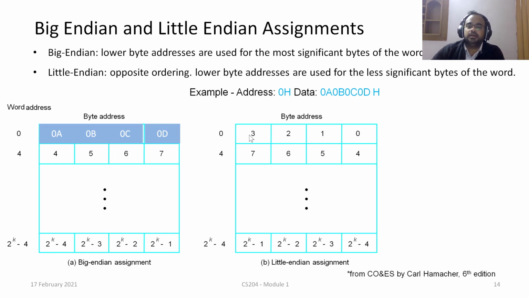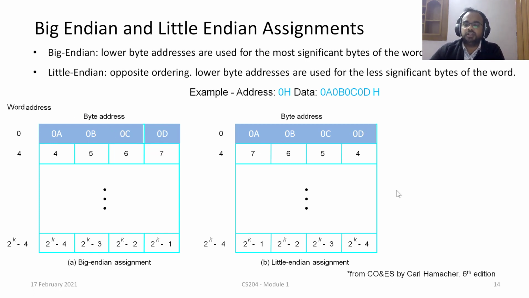On the other hand, in the little endian assignment, the lower byte address, which is again 0 here, would be storing the least significant byte of the word. So the least significant byte here is 0D. After that, in the location given by byte 1, we are going to store 0C, then 0B, and 0A. Now, in both these assignments, whether it is big endian or little endian, you see that 0A, 0B, 0C, 0D is stored in the same way. That was the way the textbook explains.